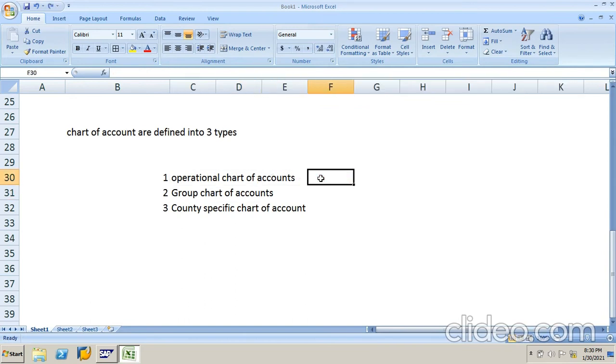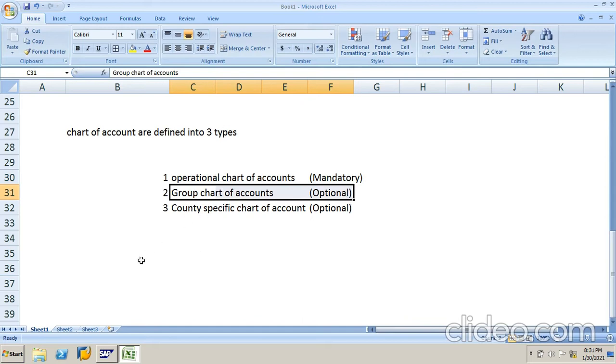See here, operational chart of accounts are the mandatory. Every company should use operational chart of accounts to record the all day-to-day transaction. But the remaining these two are the optional. Optional means it is not necessary to use this kind of chart of accounts in our company, but operational chart of accounts are mandatory. So operational chart of accounts is a chart of accounts which we are using for the day-to-day transactions. Group chart of account, these are optional. Only rare companies will use the group chart of accounts.